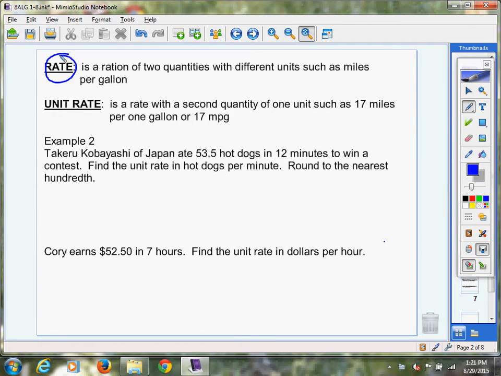And rate is basically a ratio of two quantities with different units, such as miles per gallon or miles per hour. So the units are not the same in the numerator and the denominator because we're tracking a rate of some sort. And a unit rate is just where your second quantity is reduced to a number of 1.